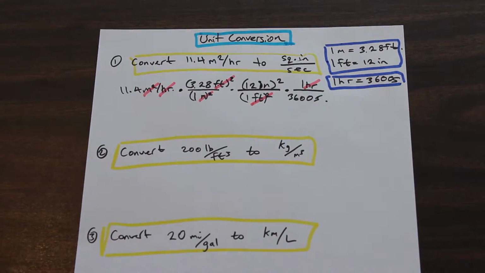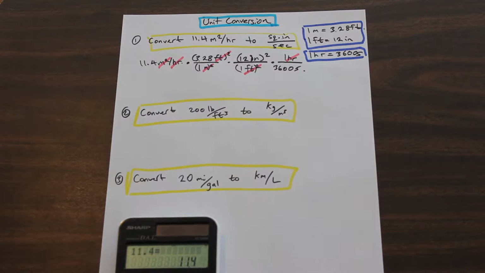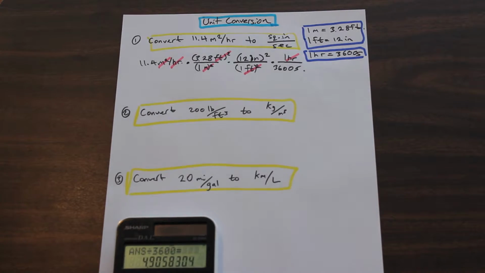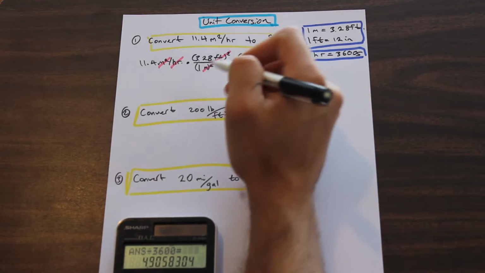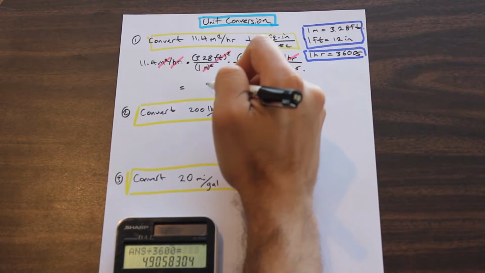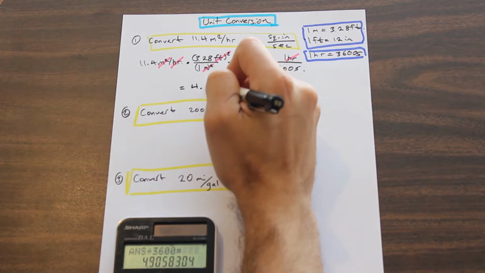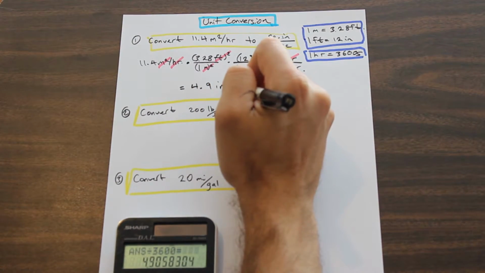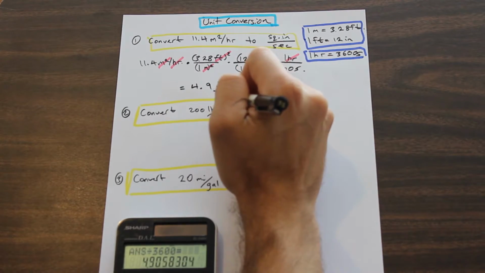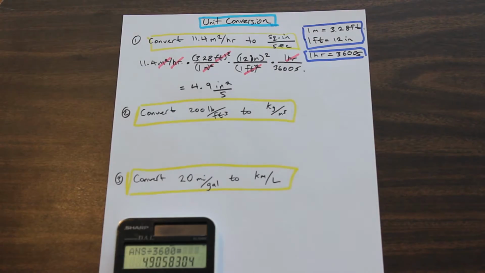And we should be left with, if we just throw that in our calculator real quick, 11.4, right? We're going to multiply that by 3.28 squared. Don't forget the squared, that's extremely important. We're going to multiply that by 12 squared. That's probably where most people make a mistake here. We're going to divide that by 3,600. And we should be left with 4.9 inches squared per second, which is exactly what they wanted in the question.